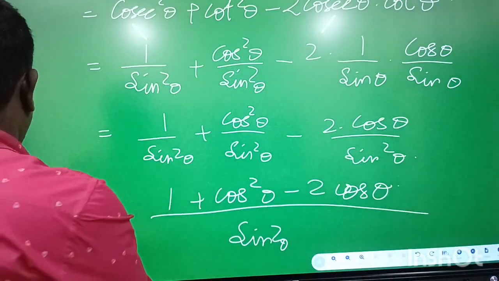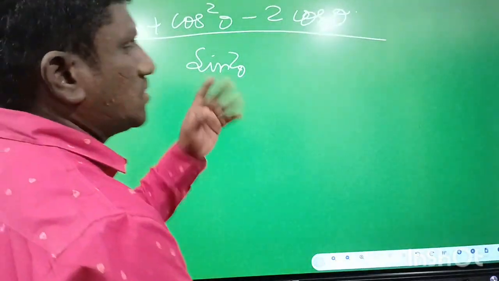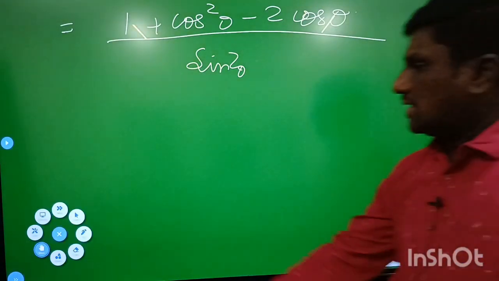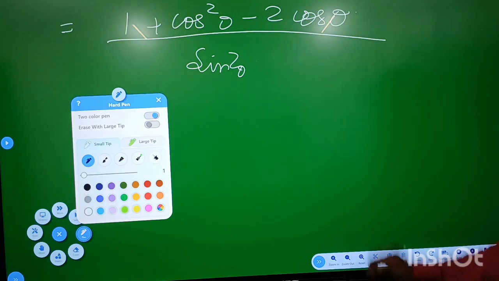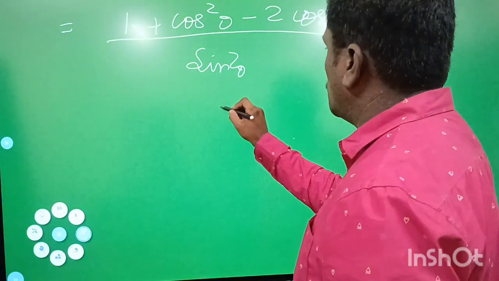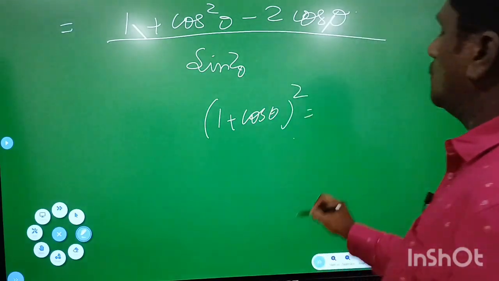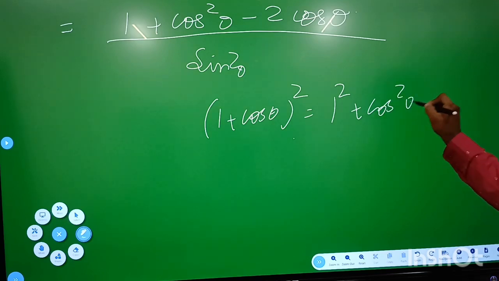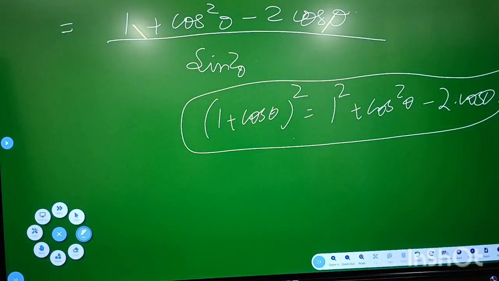Does something click to you? What is the meaning of this 1 plus cos square theta minus 2 cos theta? Does it click anything to you? It is nothing but a plus b the whole square. If I apply a plus b the whole square, (1 minus cos theta) the whole square is equal to 1 square plus cos square theta minus 2 into cos theta. This is the expansion for this 1 plus cos square theta minus 2 cos theta.